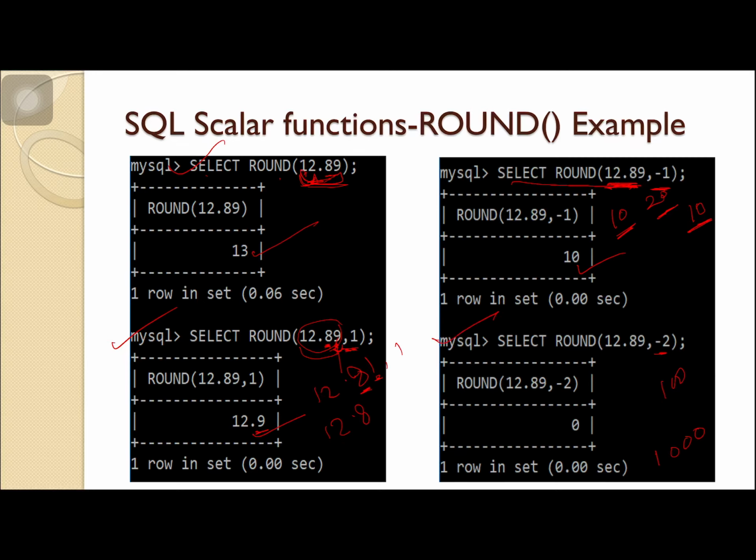And in this example, where does 12.89 exist between 0 and 100? It is near to 0, so the output is 0. If we give the number 50.5 comma -2, then it is near to 100, so the output will be 100. Okay, understand?